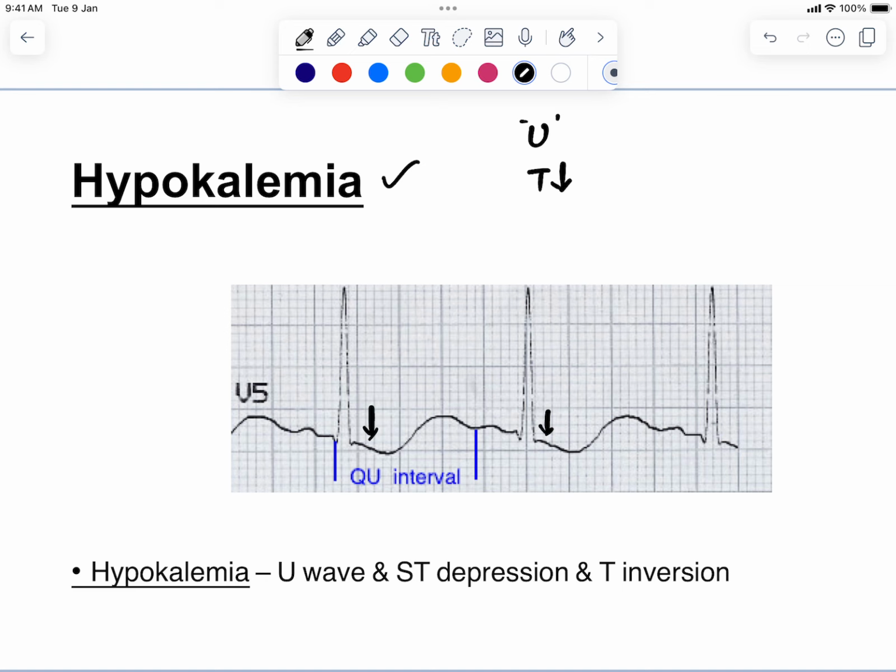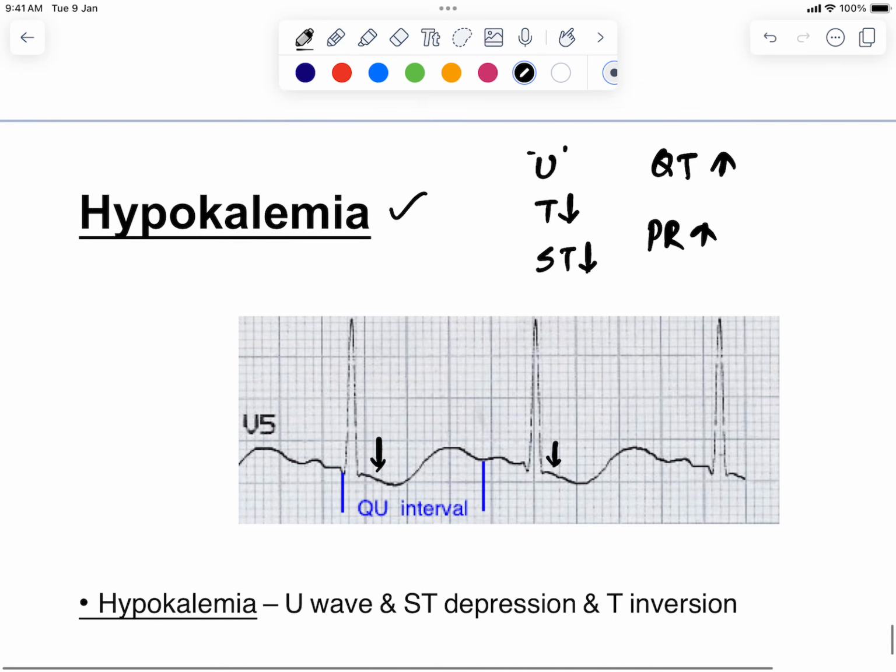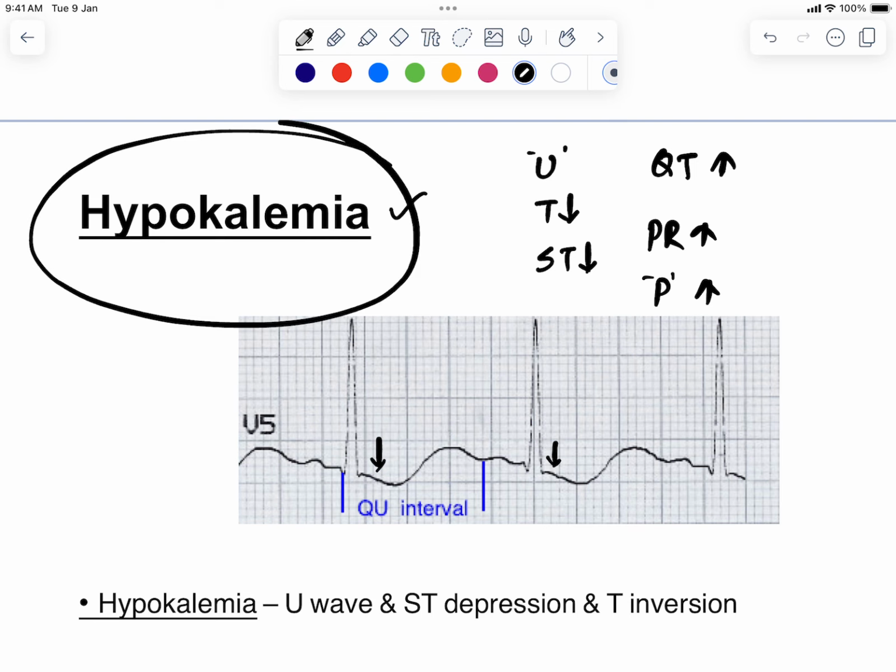The T wave is inverted, the ST segment is depressed and the QT interval will be prolonged, which is nothing but either QT interval or QU interval will be prolonged, and PR interval will be prolonged. And the amplitude of the P wave increases, and that we call pseudo P pulmonale. So even in patients with hypokalemia, you are having ST segment depression.